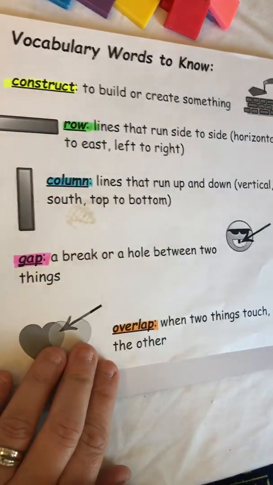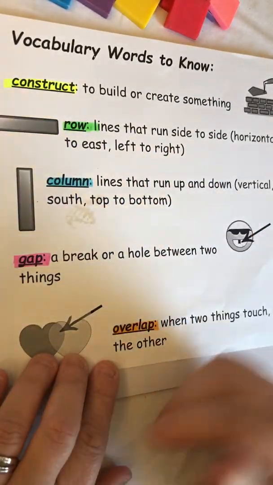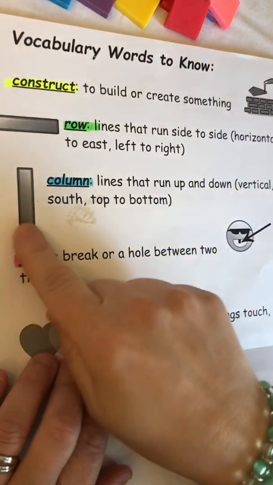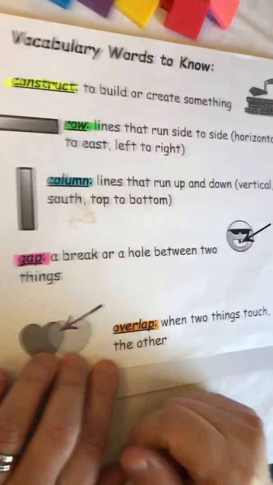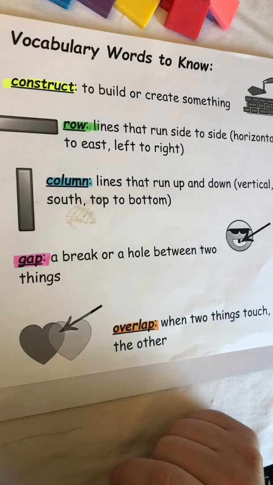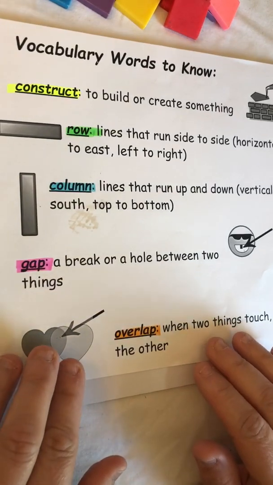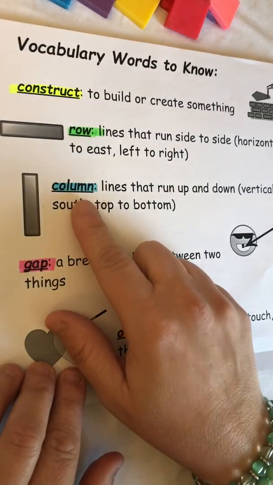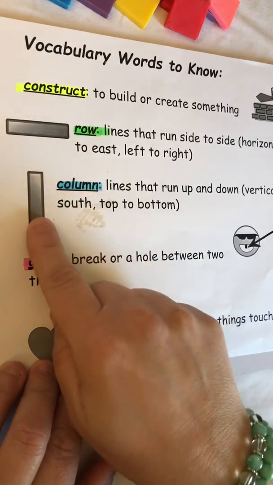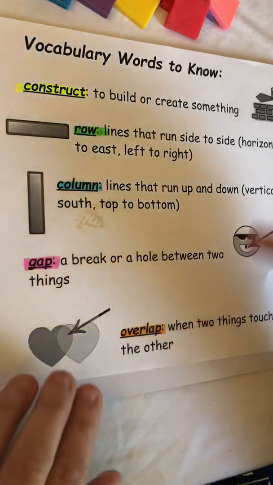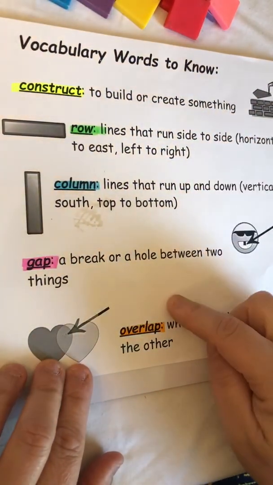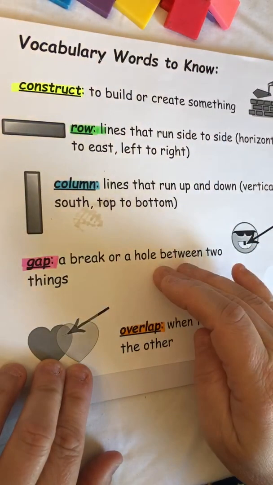We need to remember what rows are. Rows are lines that run horizontal, side to side. We call that an east to west or a left to right row. Okay, then here's a column. We need to remember what columns are. Columns are vertical. They go up and down, north to south, or top to bottom.